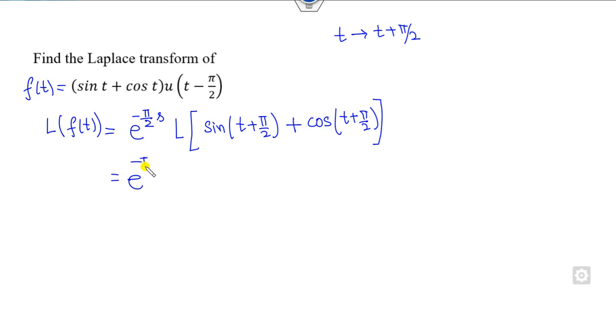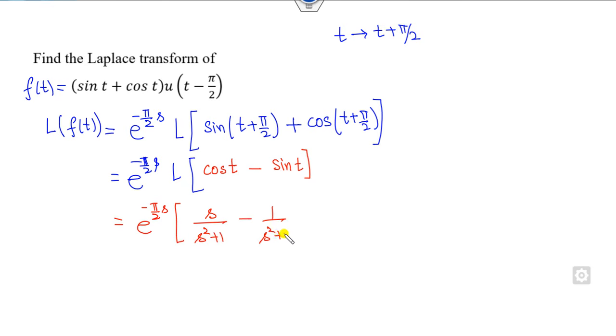So now I can open this. What is the cos of t plus pi by 2? In which quadrant does it lie? It lies in the second quadrant. In the second quadrant sine is positive, so it's cos t. Cosine in the second quadrant is negative, so minus sine t. Now you can find the Laplace of this. It's e raised to power minus pi by 2s. It is s over s square plus 1, minus 1 over s square plus 1. So the answer is s minus 1 times e raised to power minus pi over 2s over s square plus 1 is the right answer.